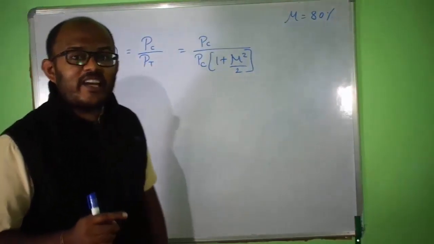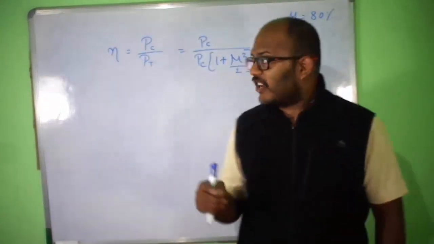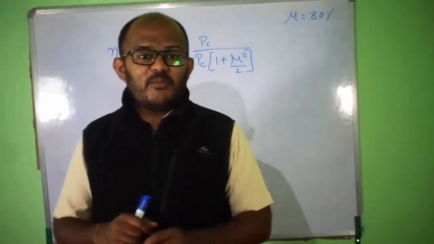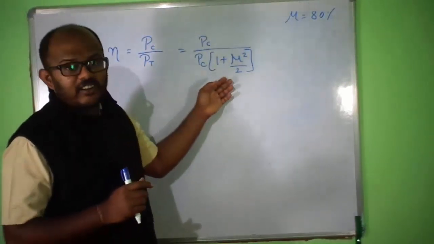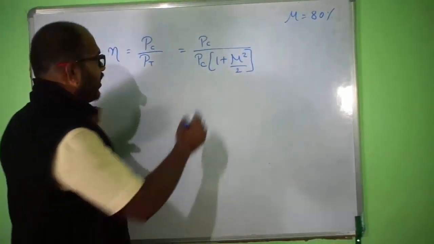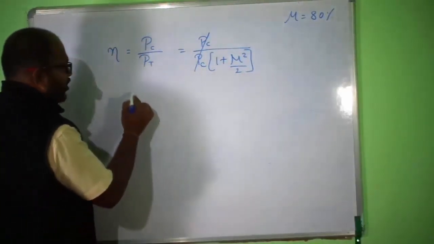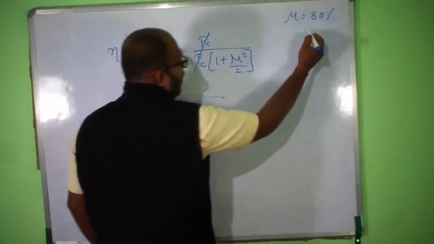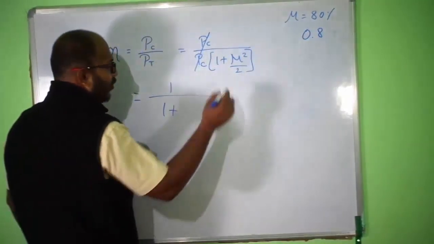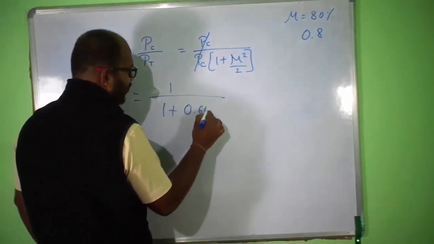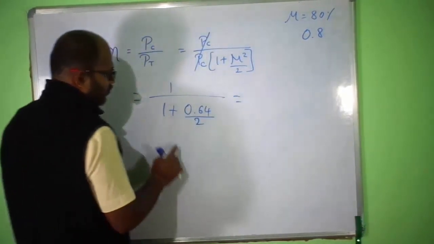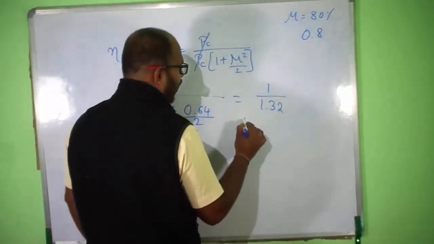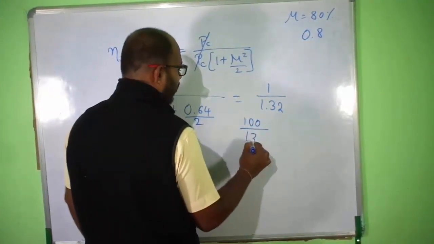Make sure by default it is a sinusoidal one. So whenever it is sinusoidal, it is 1 plus mu square divided by 2. Whenever it is square or rectangular, it is 1 plus mu square. But whenever it is triangular, it is (1 plus mu square) whole divided by 3. So I can cancel this PC term. So what I will be getting is 1 divided by (1 plus mu square divided by 2). What is mu square? The modulation index is 0.8, right? What is 0.8 square? Which is 0.64, all divided by 2. That is 1 divided by 1.32.